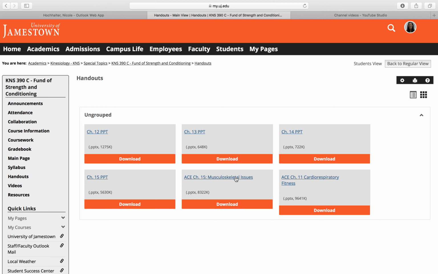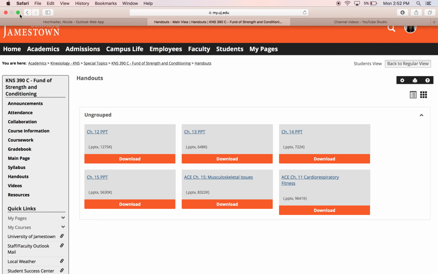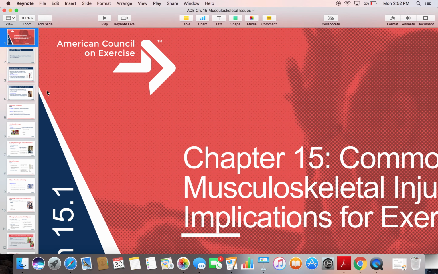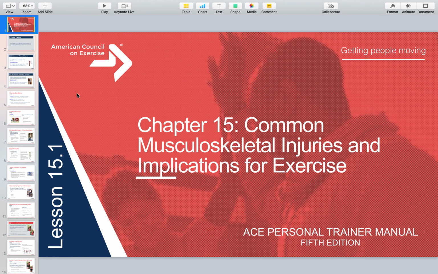So the musculoskeletal issues chapter is going to go through different injuries that are common, especially among athletes and among the general population. Oftentimes people will never work out, and then they will start some sort of a regimen and go at it too quickly, and they have injuries.